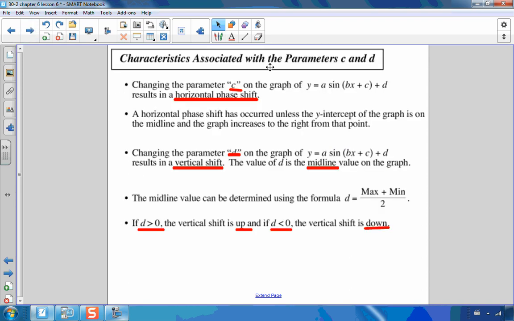Okay, so characteristics associated with parameters c and d. Changing the parameter c on the graph means you introduce a horizontal phase shift, a left or right movement. Changing the parameter d on your graph means you have a vertical shift, changing the midline, the max, and the min. So if the d value is greater than 0, we're going up. If the d value is less than 0, we're going down.